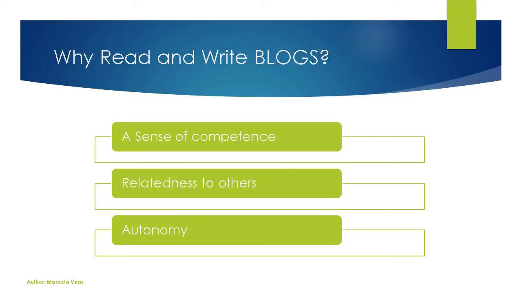A sense of competence. What this means is understanding how to and believing that one can achieve various outcomes. The second one is relatedness to others, developing satisfactory connections to others in one's social group. And the third one is autonomy, initiating and regulating one's own actions.